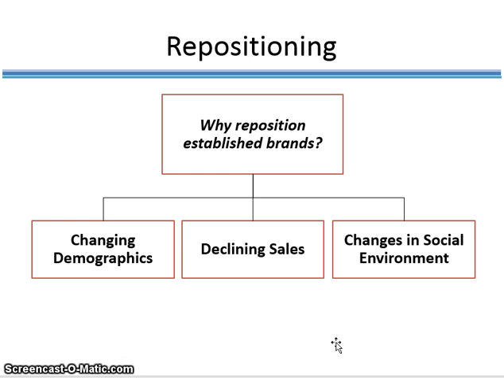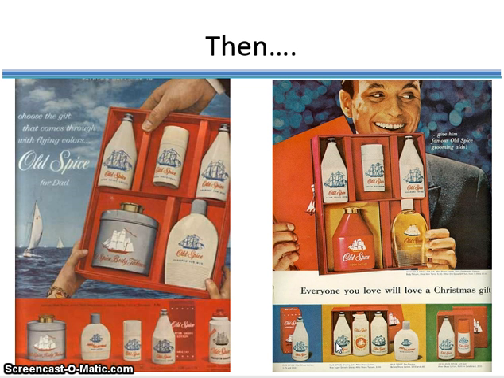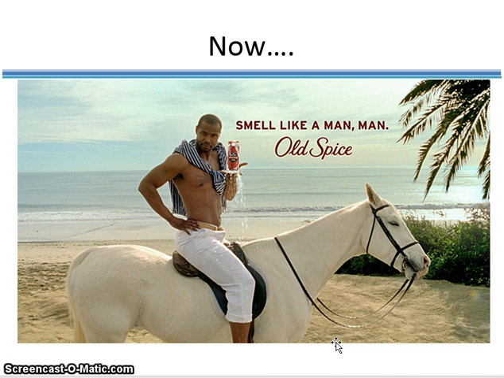Repositioning is the last way in which companies make changes or modifications to their product strategy, and we talked about this last week in class under the topic of market segmentation. So again, take a look at this review example: Old Spice had a faded brand image, Procter & Gamble purchased it and then repositioned it to appeal to a different target audience.